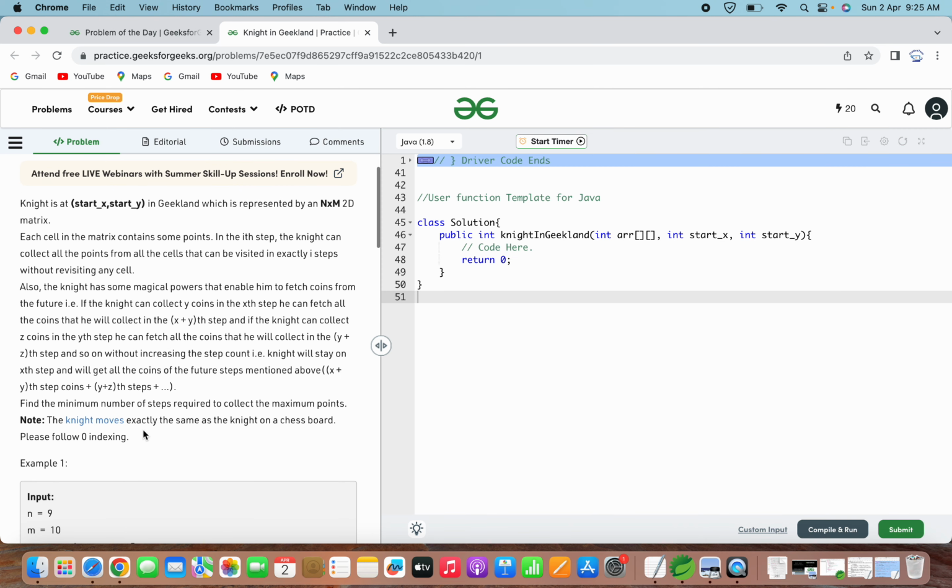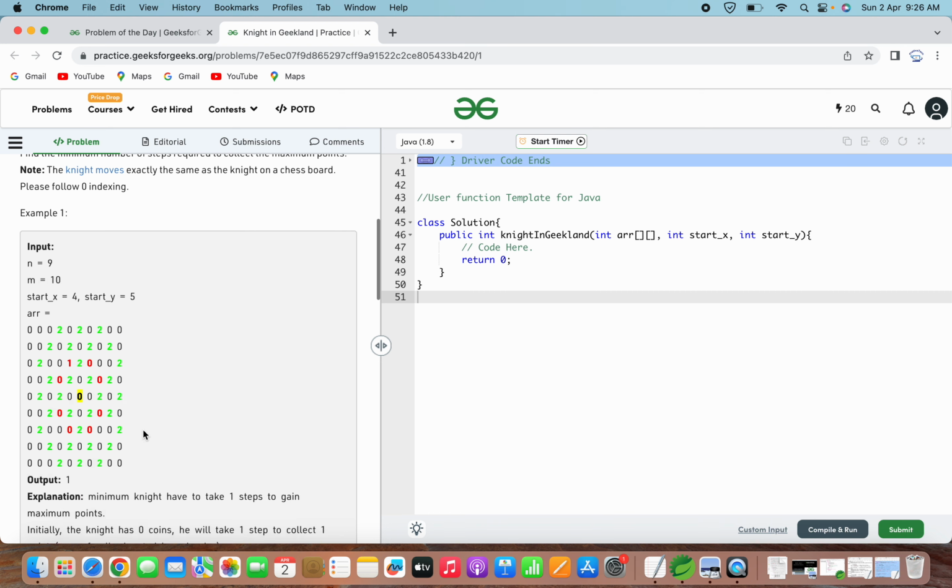So here the problem is asking to find the minimum number of steps required for a knight at a given starting position to collect the maximum number of points from a 2D matrix of size n cross m, where each cell of the matrix contains some points. The knight can only visit a cell in exactly i steps without revisiting any cells. The knight has magical power that enables him to fetch coins from the future. That is, the knight can collect Y coins in X step, he can fetch all the coins that he will collect in X plus Y step, and so on. Okay, so this was the problem statement.